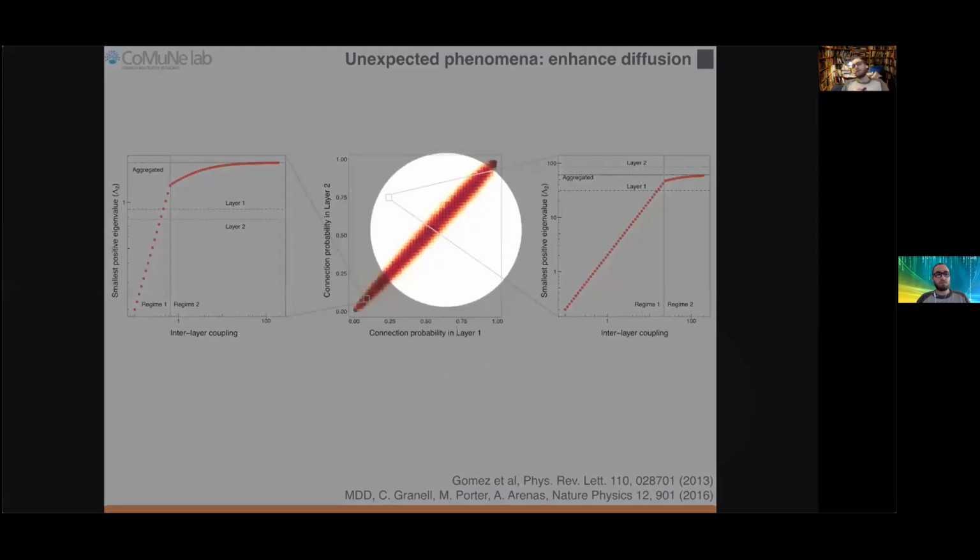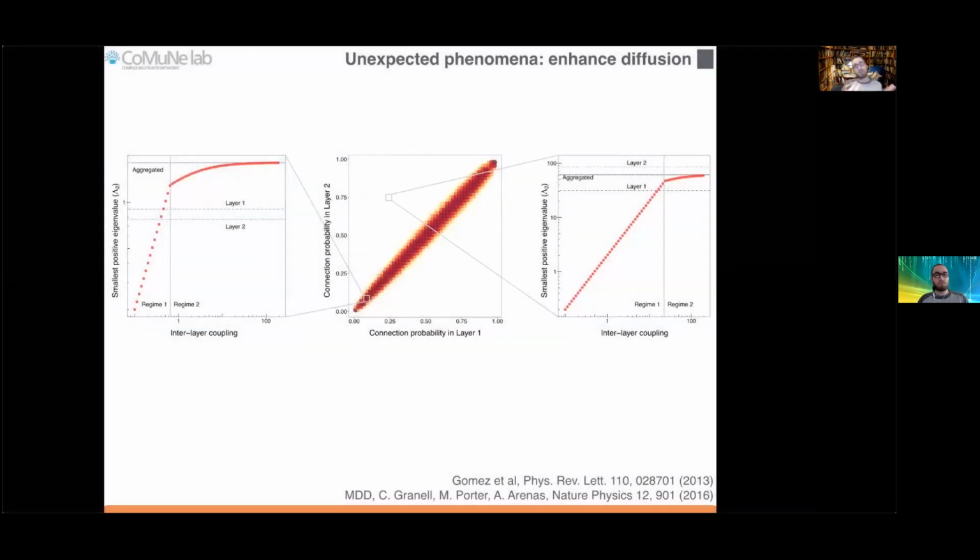This is a general result, and here you see that there is a region, for instance, here we are considering two Erdős-Rényi networks, so two simple random networks. There is a region in the parameter space where this is actually observed, and a larger region where it is not observed, so where enhanced diffusion is not observed. So multi-layer networks can also be used to enhance or to hinder, for instance, diffusion.